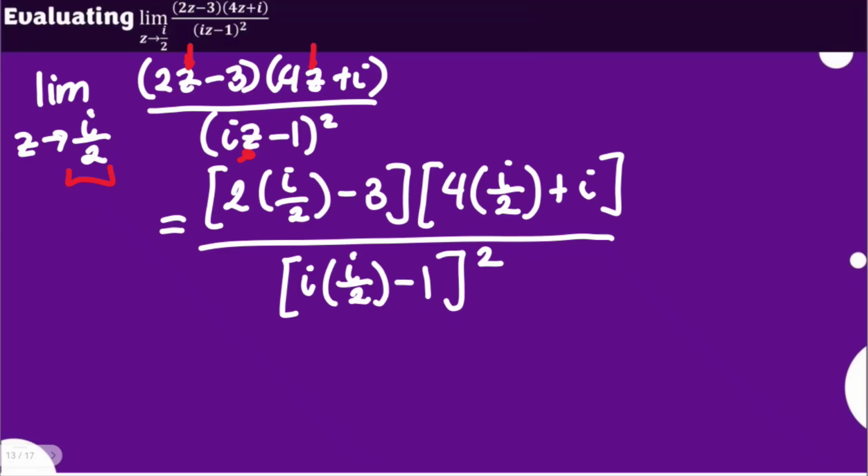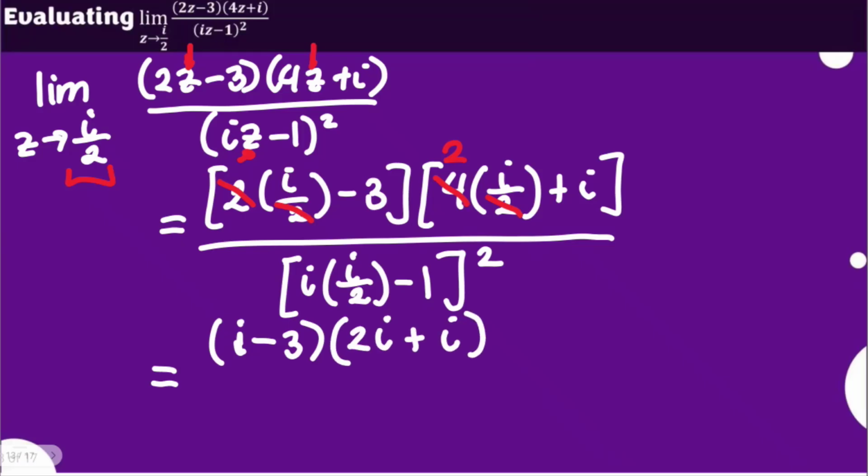Let me continue. For the numerator, we can cancel this, which means we will be having i minus 3 alone for the first term. For the second term, you can do that as well here, but since it is 4, you still have 2 here. So that is actually 2i plus i. So basically, you're seeing some simpler forms now as you do it step by step. That's the process.